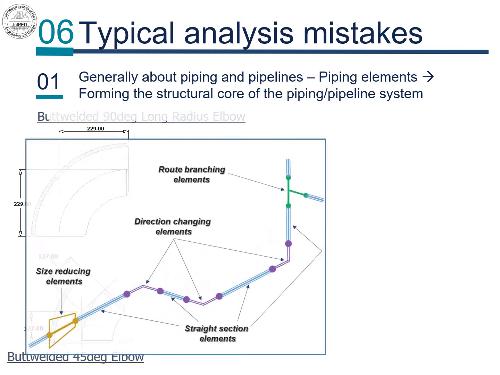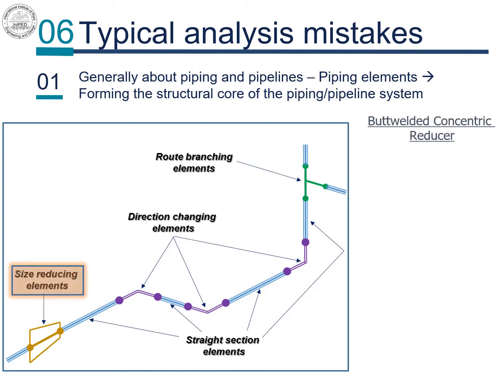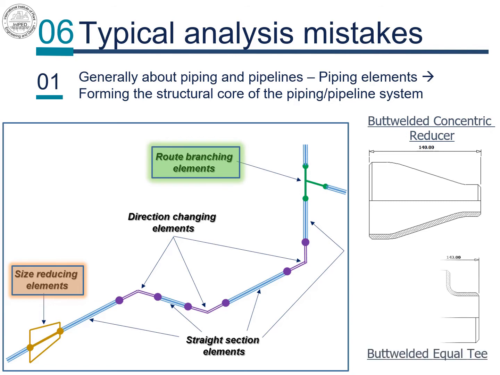And there are elements which are used for reducing from one pipe size to another, since within the same pipe system route, we could have pipes of different sizes. And finally, there are elements used for branching the route, like equal tees or reducing tees.